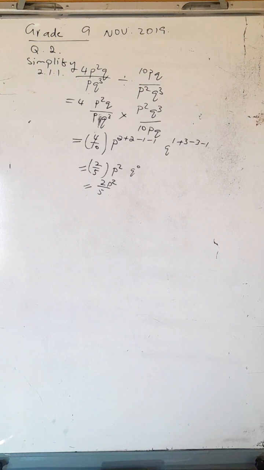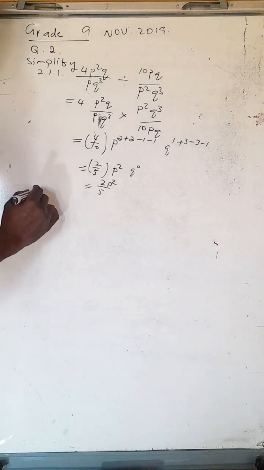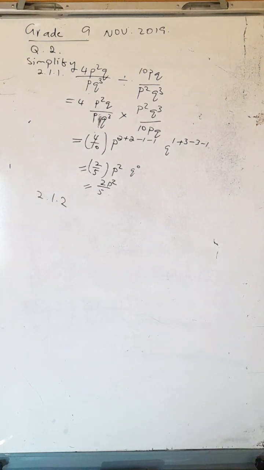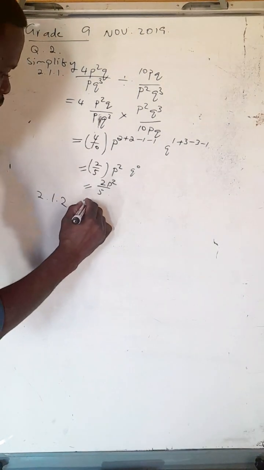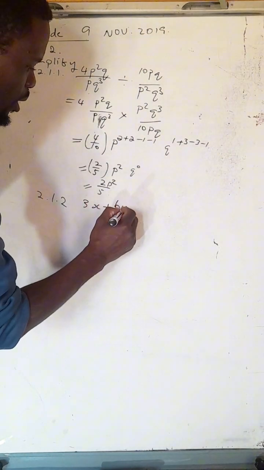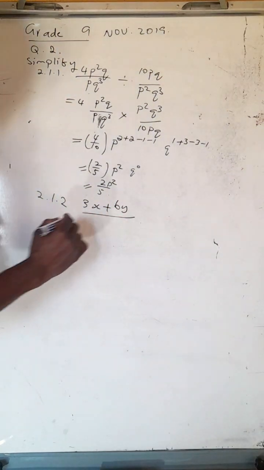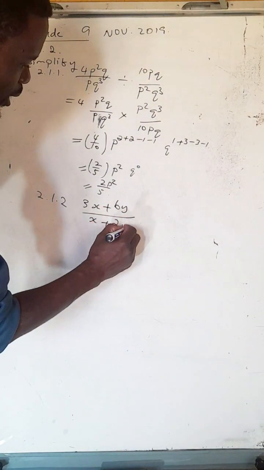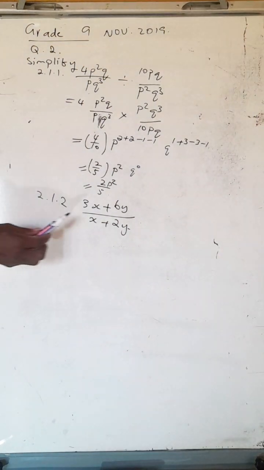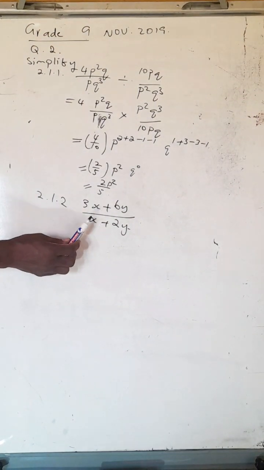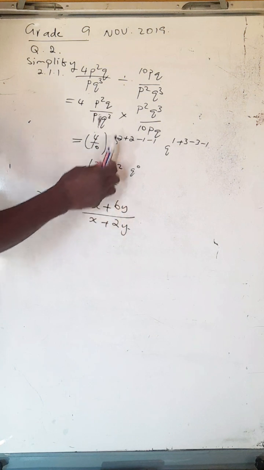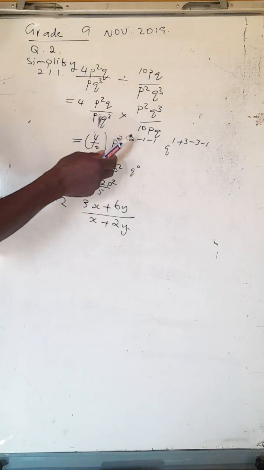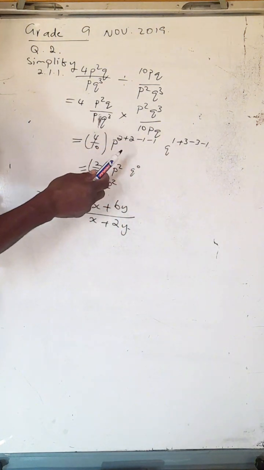The next question in line is 2.1.2. 3x plus 6y, divided by x plus 2y. Warning, there is a plus sign here. Here's a multiplication sign. If it's a multiplication sign, we can do exactly what we did here.